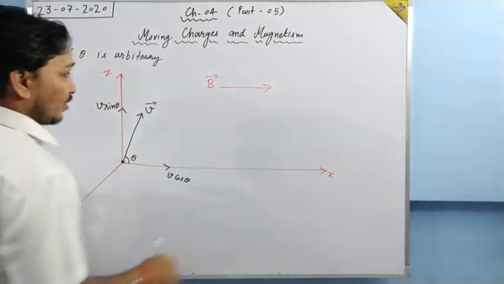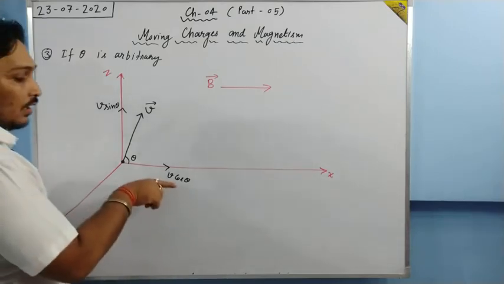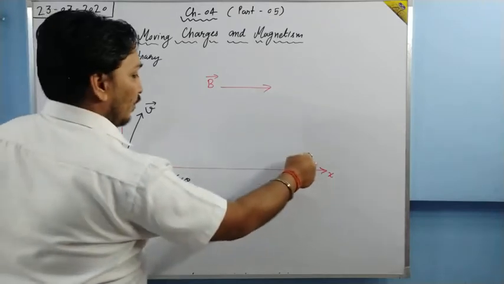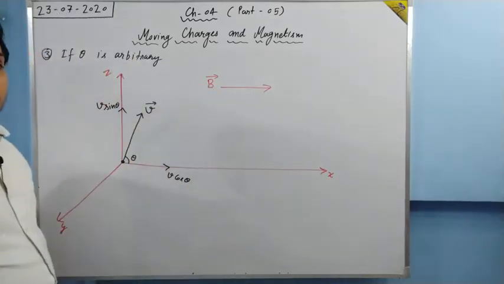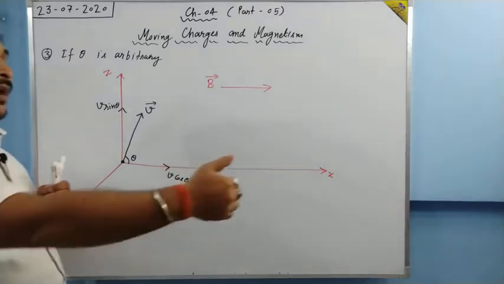V cos theta is in the direction of the magnetic field, so it will not experience any force, and that's why this velocity remains constant. The component of velocity along the magnetic field remains constant, but v sin theta is perpendicular to the magnetic field, so there will be a force acting on it. Then what will happen? The charge will describe a circle because of v sin theta, because it is perpendicular to the magnetic field, as we discussed a few moments before. And v cos theta will pull the charge along the magnetic field because it remains constant.